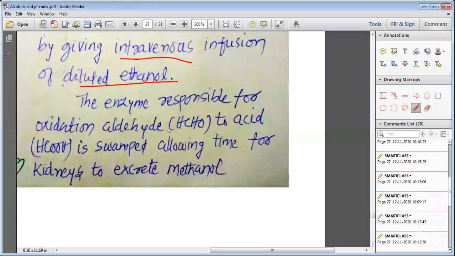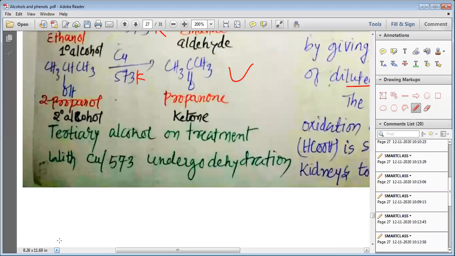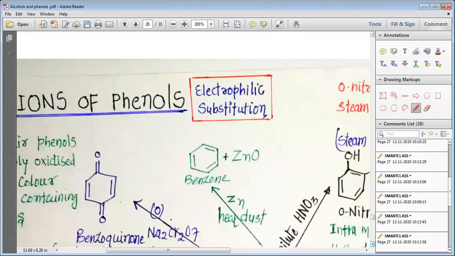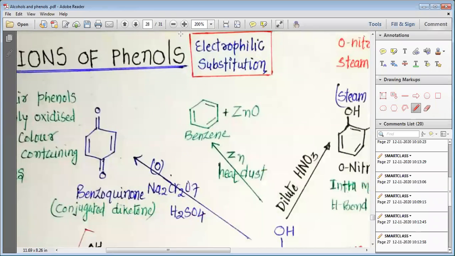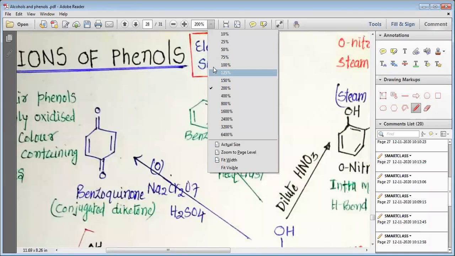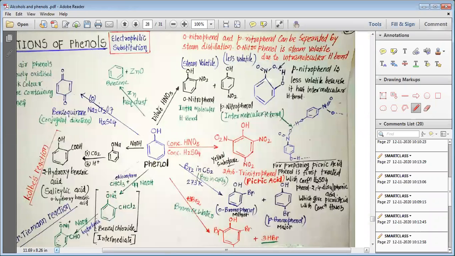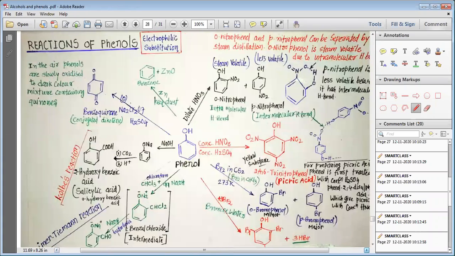How are they cured? The enzyme responsible for oxidation of aldehyde to acid is swamped, allowing time for the kidneys to excrete methanol. So the ethanol gets converted instead, and this is how our body, meaning the kidney, gets time to excrete the methanol. So this is how, my dear students, we understand how we can treat a patient who has drunk denatured alcohol.